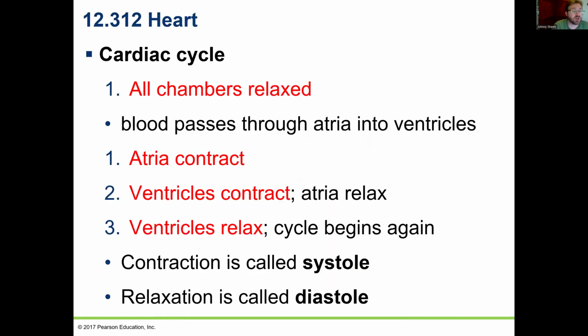Now, cardiac cycle. All chambers are relaxed. Blood passes through the atria into the ventricles. The atria contract. The ventricles contract, and while the atria relax, then the ventricles relax, letting the cycle begin again. So the contraction portion of the cycle is known as the systole, and the relaxation portion of the cycle is known as the diastole.